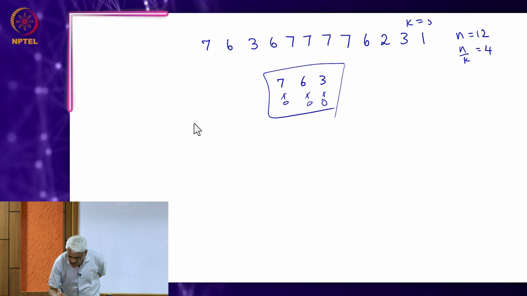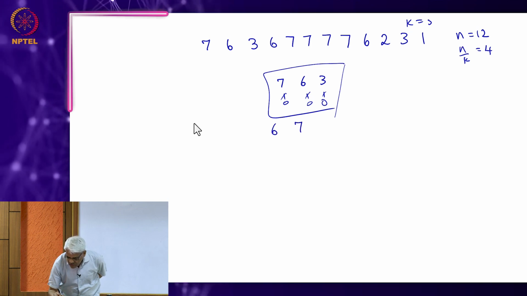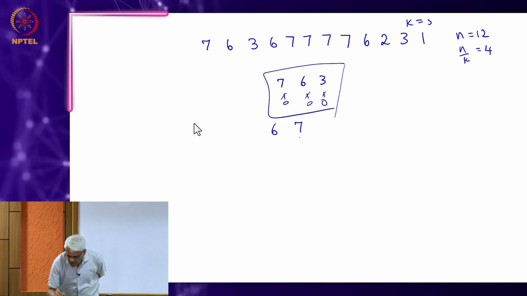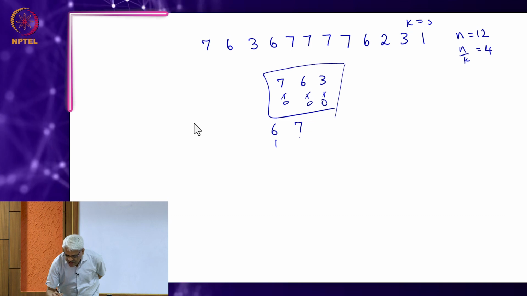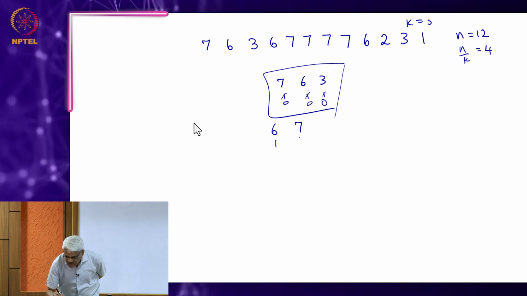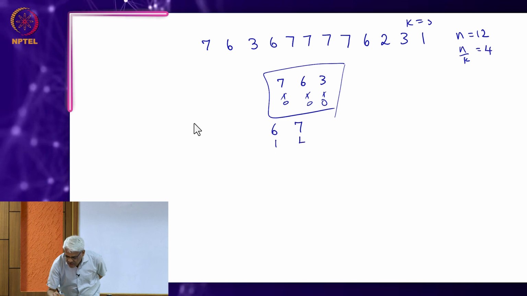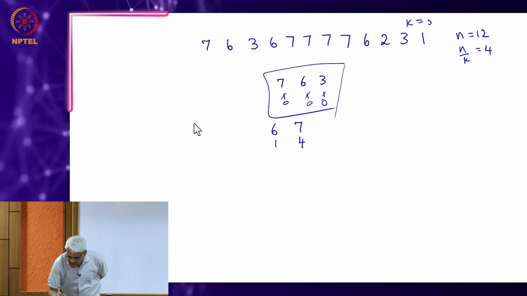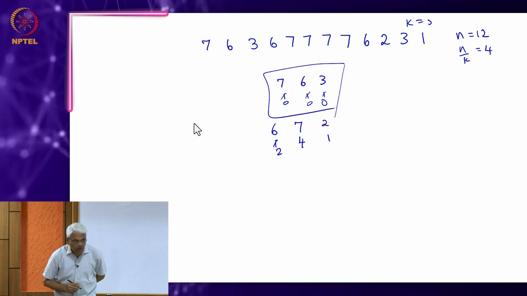Then I look at 6 and 7. When I read 6, I will have counter value 1. When I see 7, it has counter value 1. The other 7 will make it 2, the other 7 will make it 3, and the other 7 will make it 4. That 6 will make it 2. Then I have 2 with counter value 1.